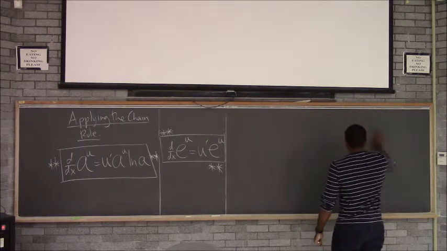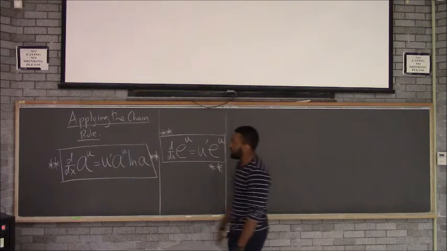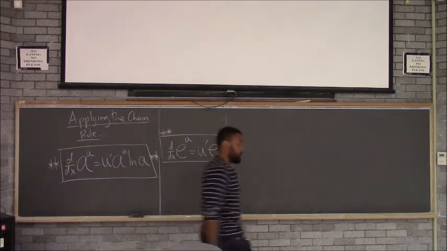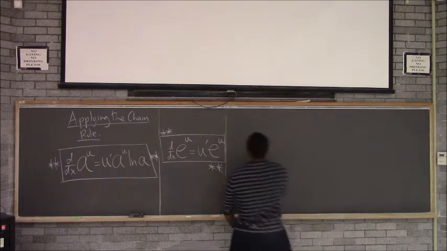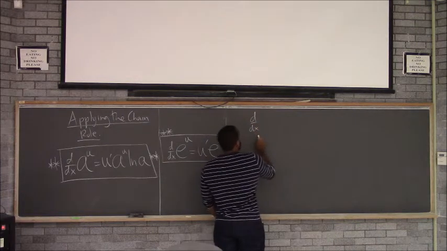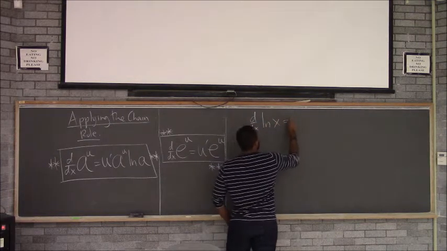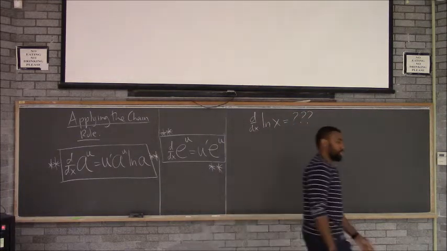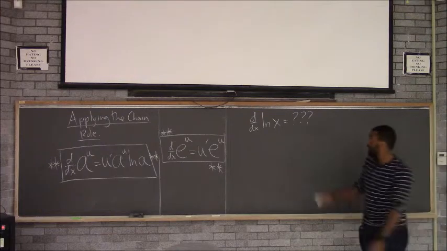Now that we know how to differentiate the exponential, let's talk about differentiating the inverse of the exponential. What if I had to differentiate the logarithm? Let's start with the natural logarithm. What's that going to be? What is the slope of the ln function?